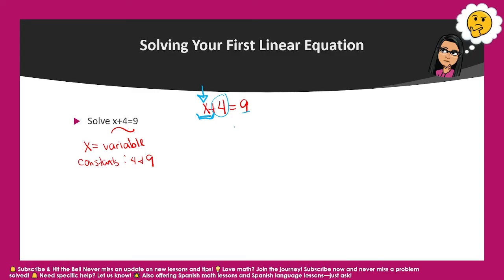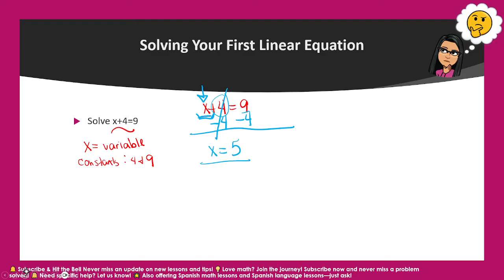So you're going to do the opposite sign. If I have plus 4, what is the opposite of addition? Subtraction. So I'm going to do negative 4 on both sides. The objective is to cancel out the left side. And then what do I have left on the left side? x equals 9 minus 4, which is 5. And I already solved this equation.